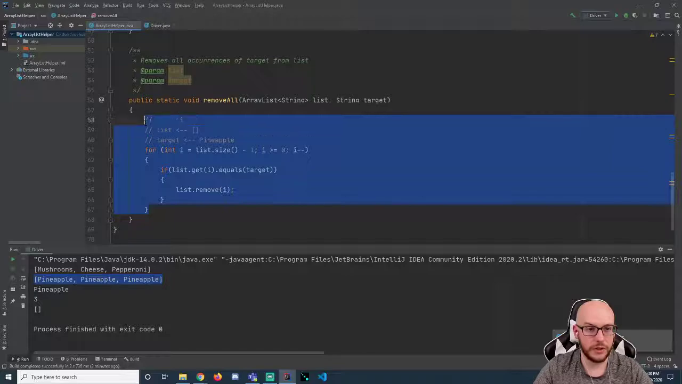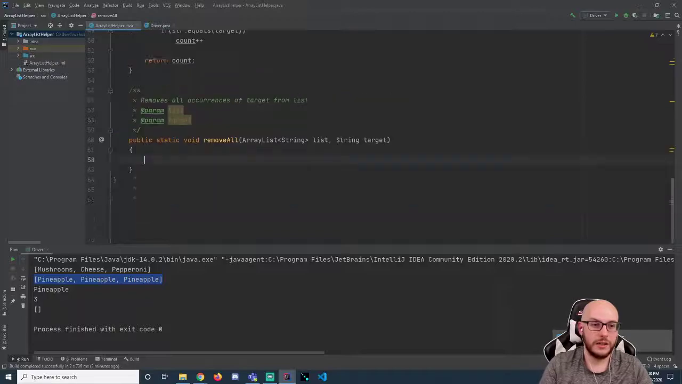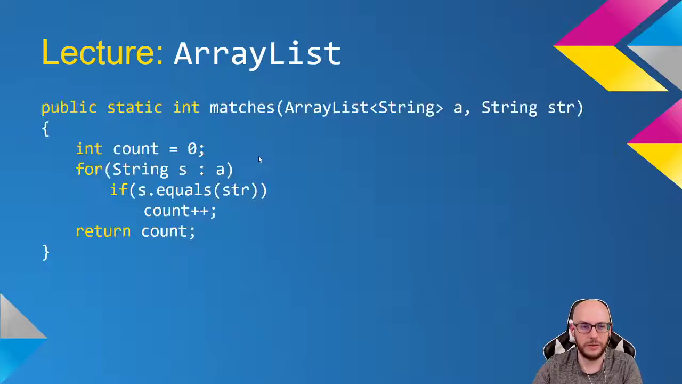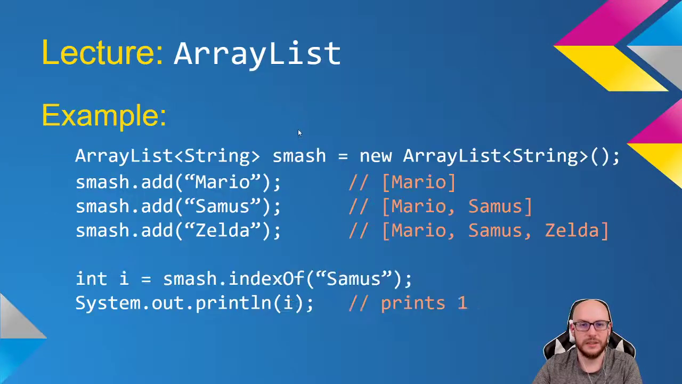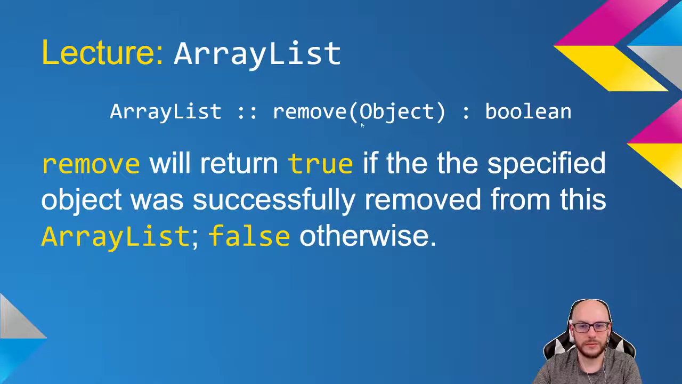The last one I want to show you is the biggest of brains, and I'm not necessarily saying you need to be on this level, but the remove method is overloaded, right? Let's go back to our slides. Take a look at this. Remove will return true if the specified object was successfully removed from this array list, false otherwise. So with this version of remove, I tell it the thing I want to remove, and, super important, I get back a true or false value if it's successful.